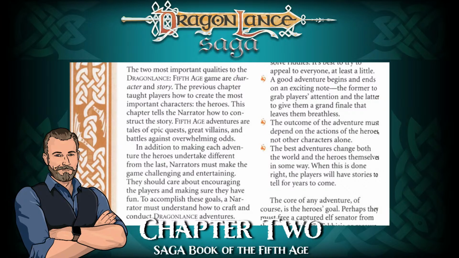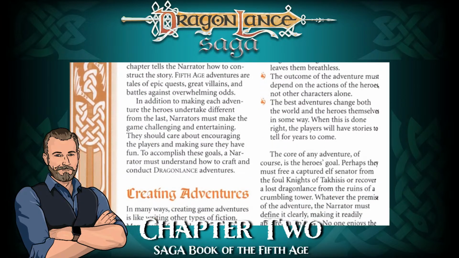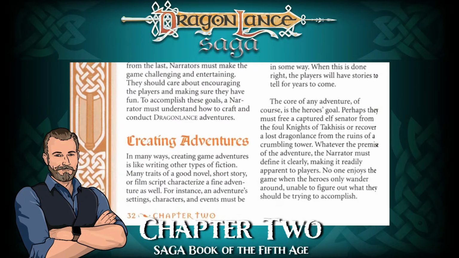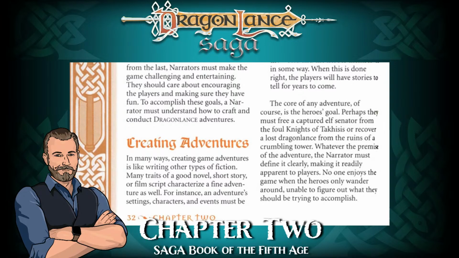The previous chapter taught players how to create the most important characters, the heroes. This chapter tells the narrator how to construct the story. Fifth Age adventures are tales of epic quests, great villains, and battles against overwhelming odds. In addition to making each adventure the heroes undertake different from the last, narrators must make the game challenging and entertaining. They should care about encouraging the players and making sure they have fun. To accomplish these goals, a narrator must understand how to craft and conduct Dragonlance adventures.